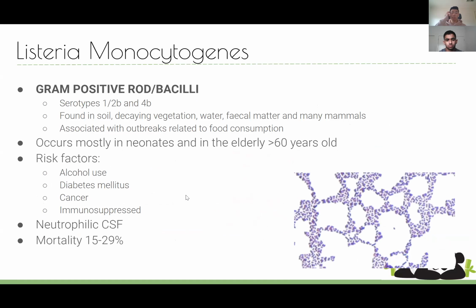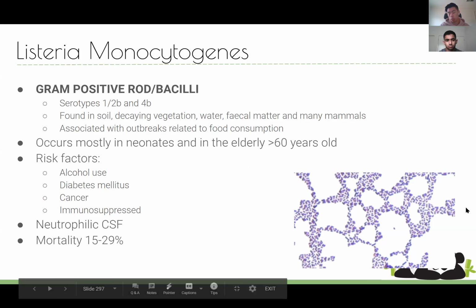Listeria monocytogenes actually is also here. It's a gram-positive rod, or bacilli, most common in neonates or elderly, so the extremes of age. This requires benzylpenicillin to treat, but it's basically this.